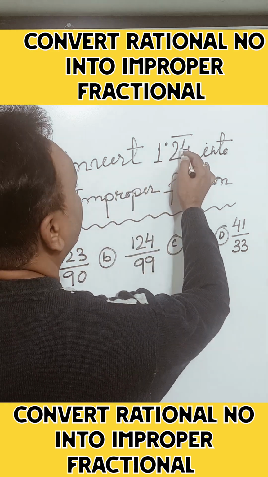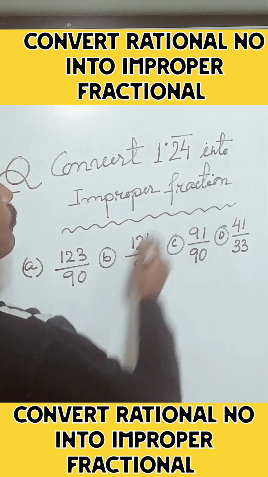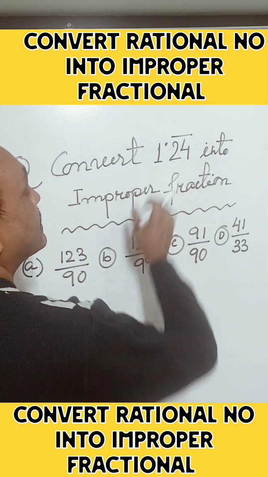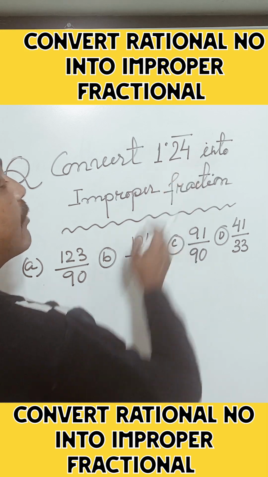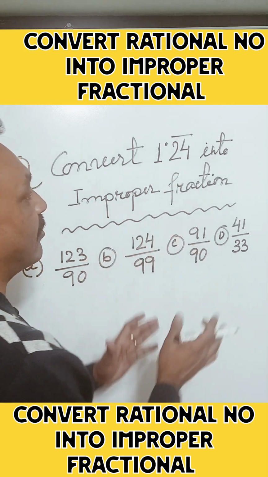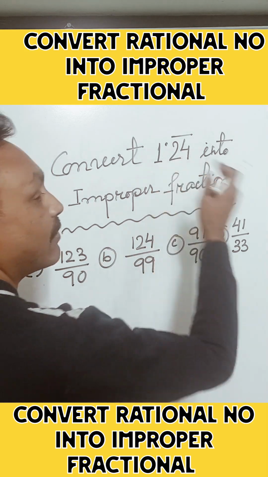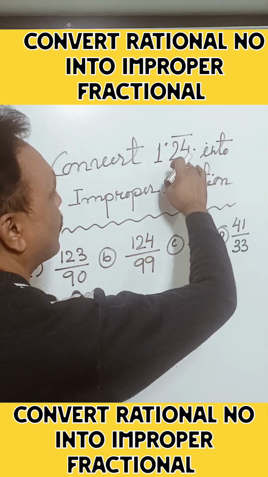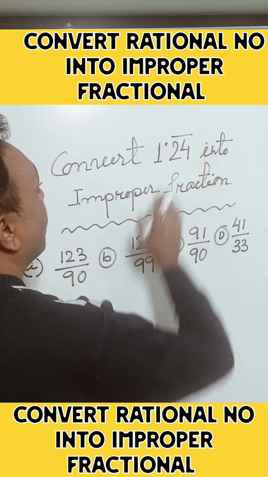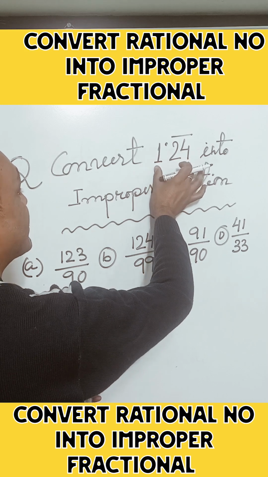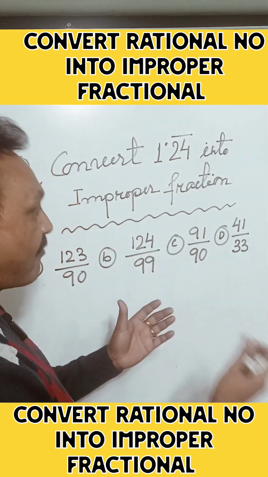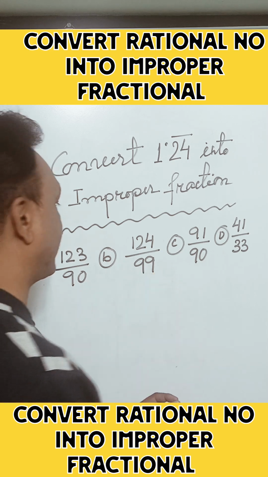Convert 1.24 bar into an improper fraction. This is a rational number which is non-terminating but repeating. That means the remainder is not 0, it's repeating. 24 is repeating, which means 24 is coming several times, so I have written 24 bar. So this is a rational number which you have to convert into an improper fraction.